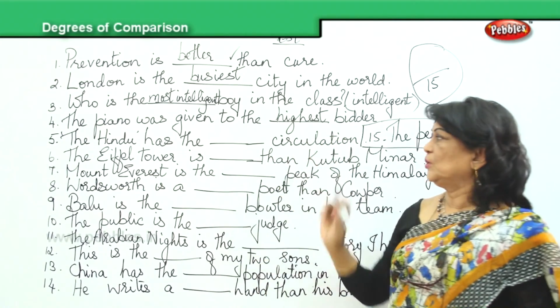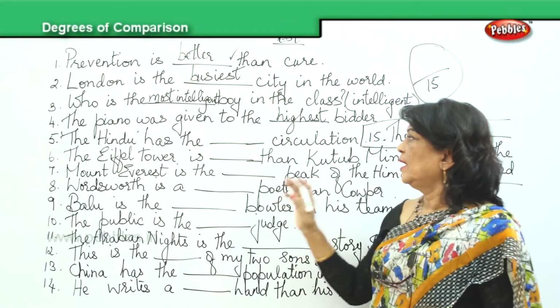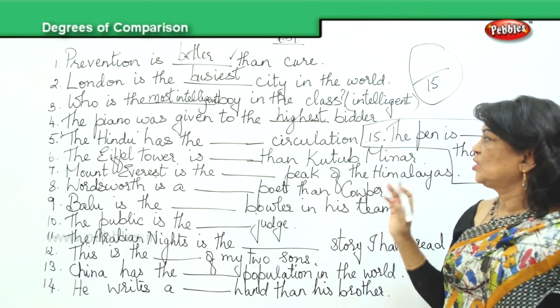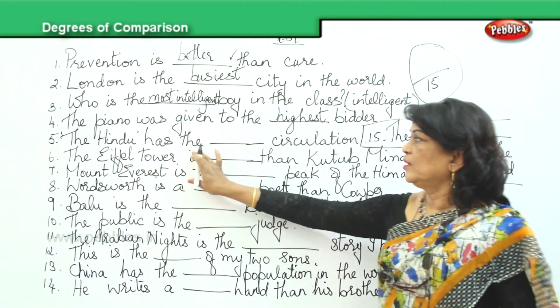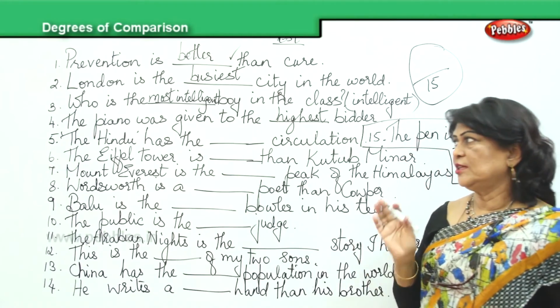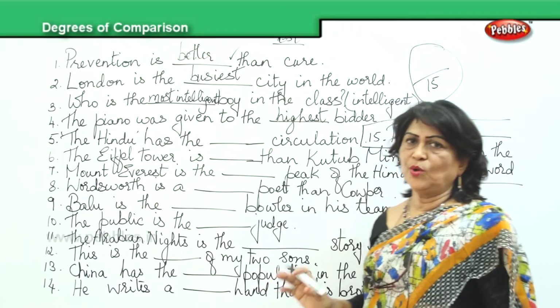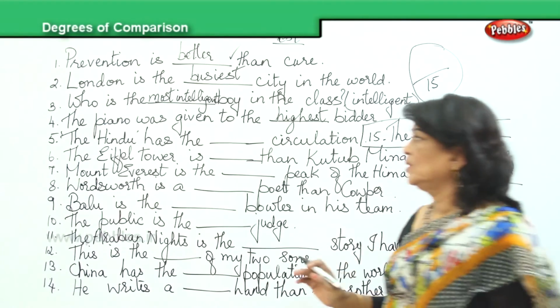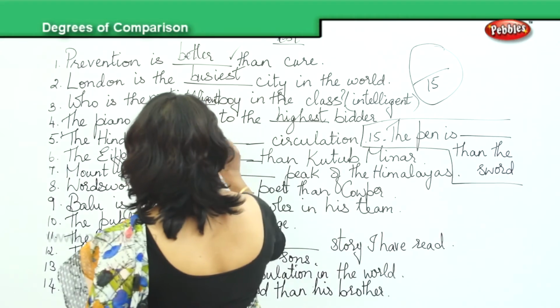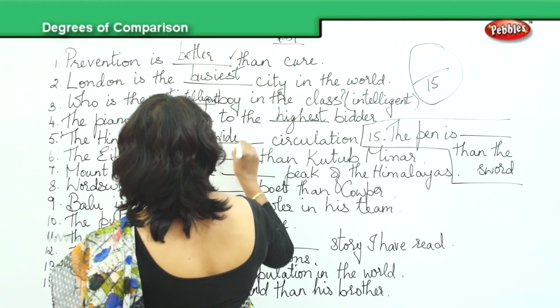The Hindu is a newspaper, has the dash circulation. Circulation, and here you are going to use the... So it is superlative degree, and what word would you use? Wide circulation. So the widest circulation.